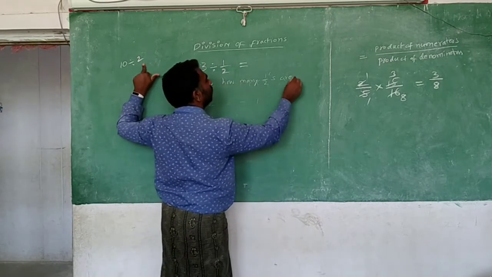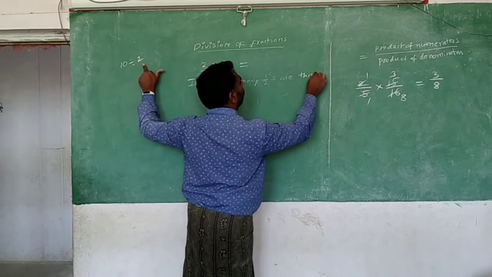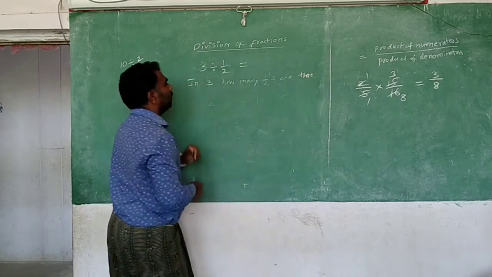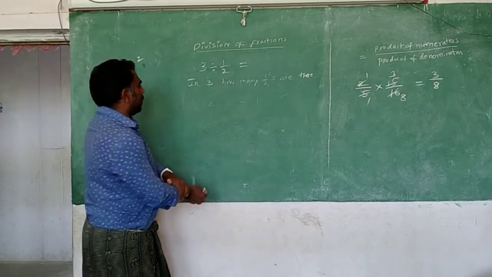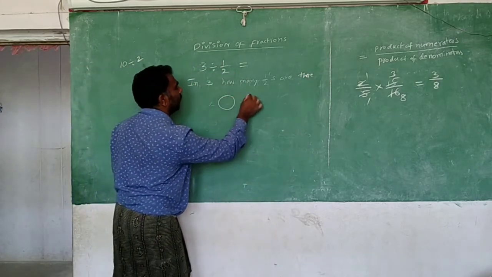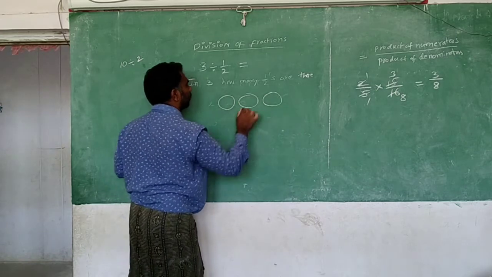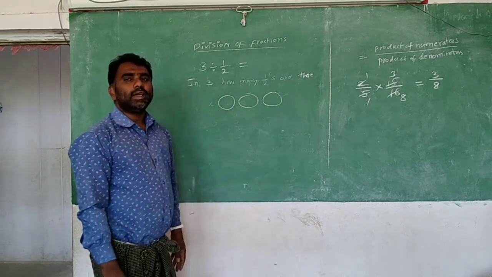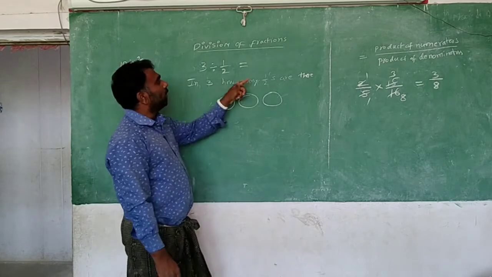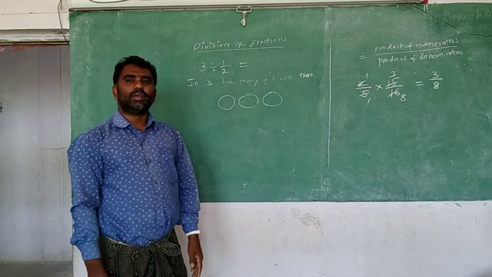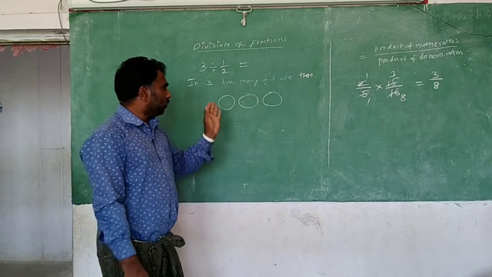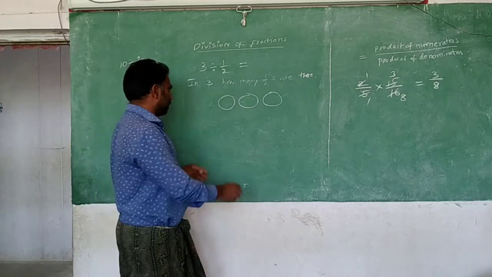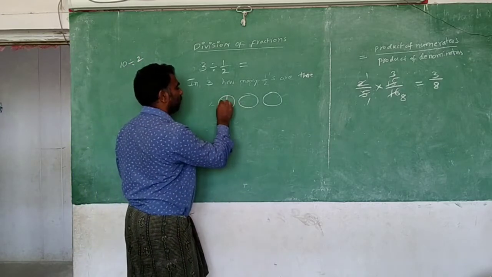In 3, how many 1 by 2's are there? So this is the meaning. In 3, take 3 objects: 1, 2, 3. Here I want to find how many 1 by 2's are there. You try to mark the 1 by 2's, how many will come in that? Yes, this is 1 by 2.